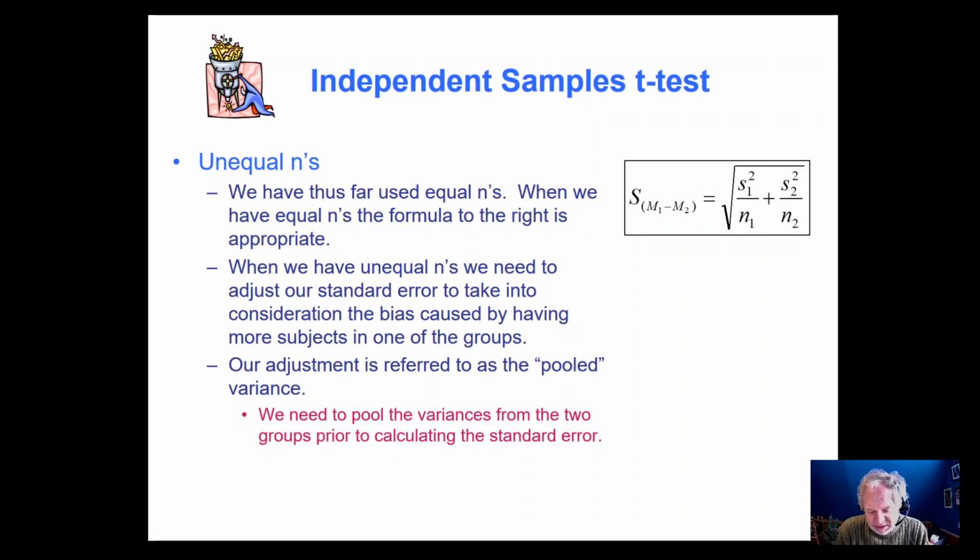So when we have that, because the n's are unequal, the practice is to not use the standard error calculation that we've used so far. The standard error calculation that we've used is the variance for group 1 divided by the n for group 1 plus the variance for group 2 divided by the n for group 2. When the n's are unequal, we want to pool the variances so that each makes a proportional contribution to the standard error variance.